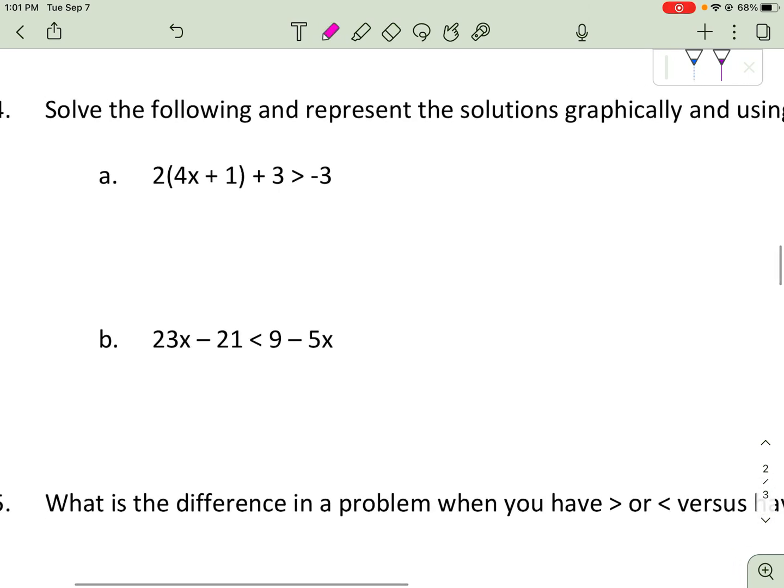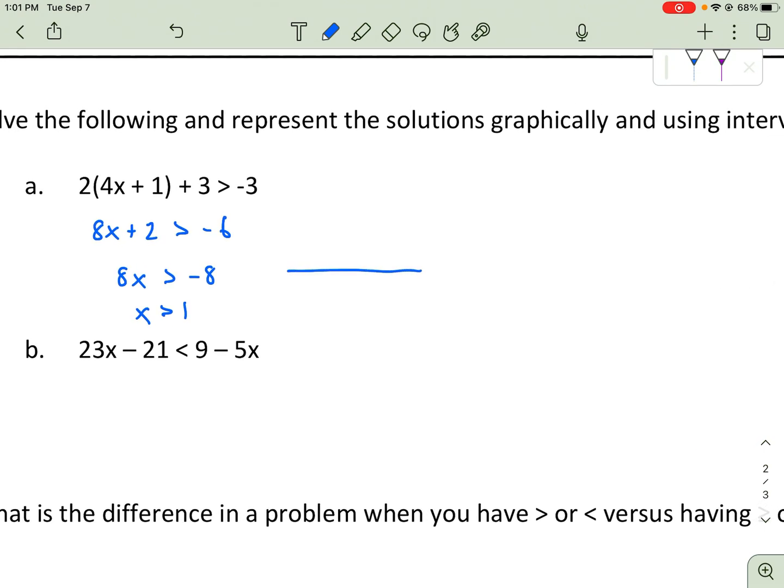All right, so we're going to solve these and then put them on a number line and use interval notation. So first subtract 3. I'm going to distribute at the same time and get 8x plus 2. I already subtracted 3 in my head, so we get -6 over here. Subtract 2 and you get 8x is greater than -8. Divide by 8 and you get x is greater than -1.